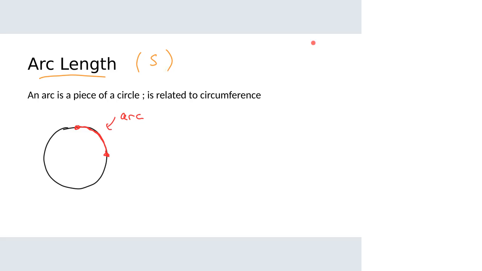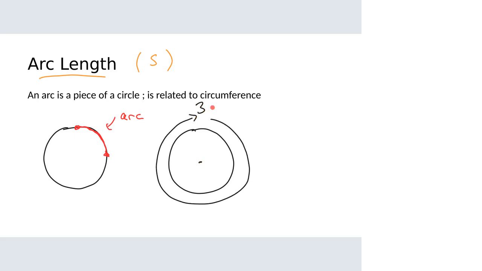As you might have guessed, this is related to the circumference, because the circumference would be all the way around the circle. And if we go all the way around the circle, that's 360 degrees. When we're looking at an arc, we're only going partially around the circle. So instead of going all the way, we're just going to here.